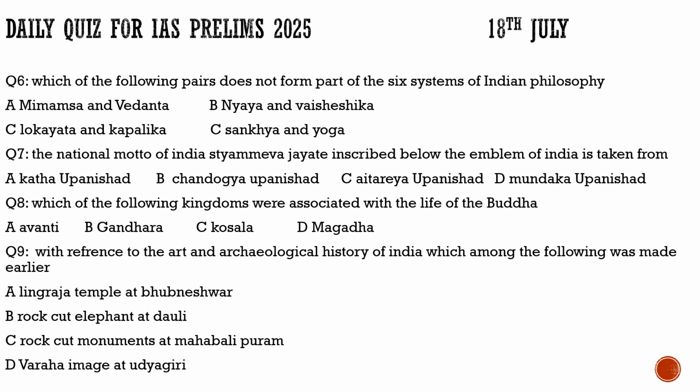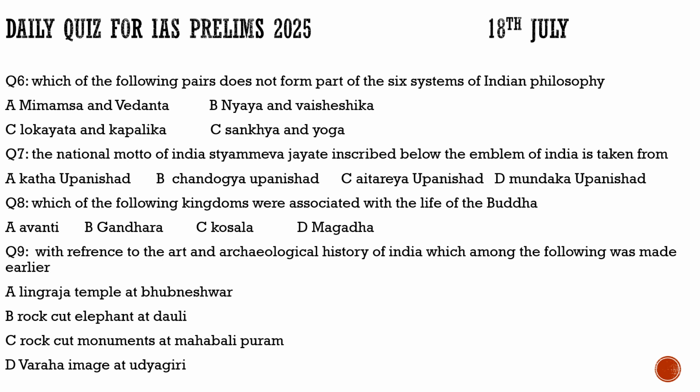So for question number 8, which of the following kingdoms were associated with the life of Buddha? It is definitely Kosala and Magadha. So options C and D are the correct options. So for question number 8, the correct option is Kosala and Magadha. We can get confused with Gandhara, but it came later, where there is Buddhist art and architecture. But for the life of the Buddha, the most important kingdoms are Kosala and Magadha.